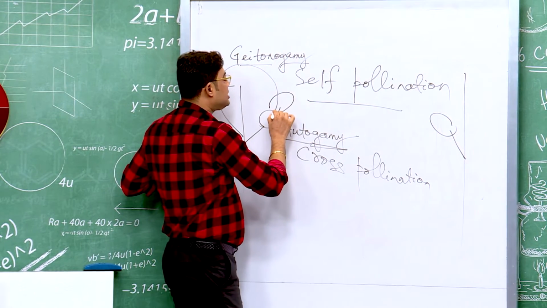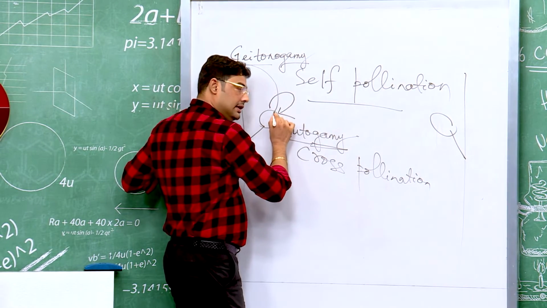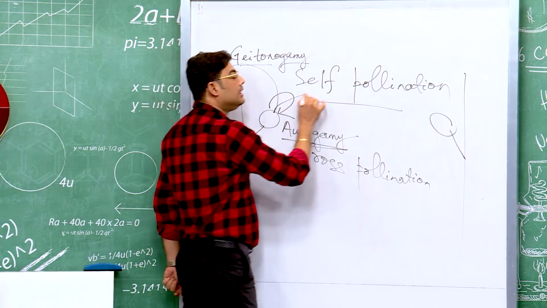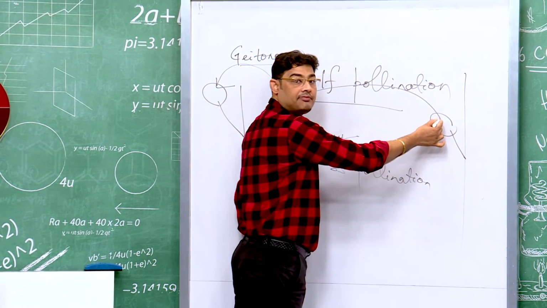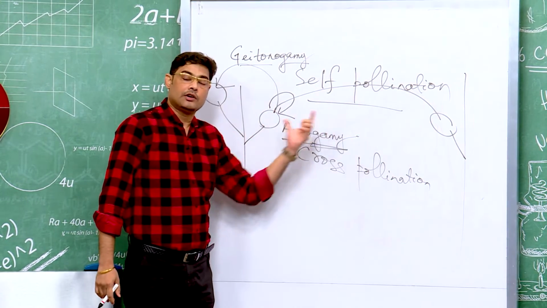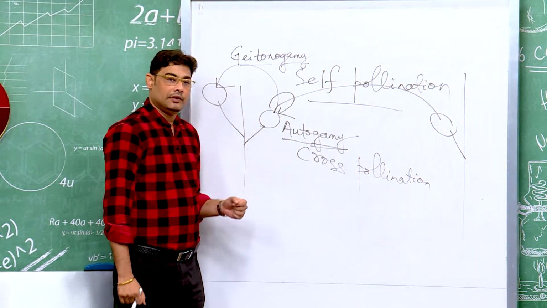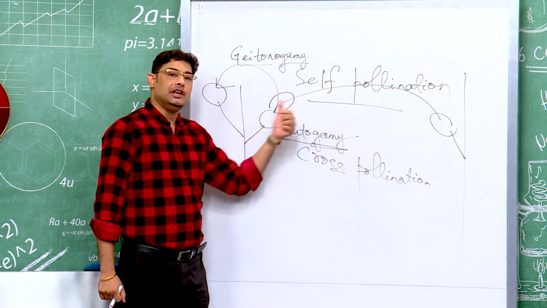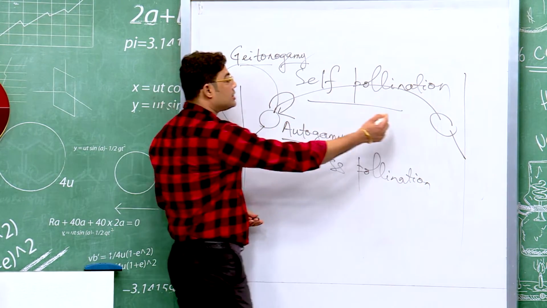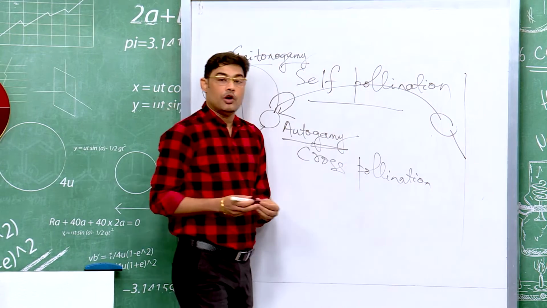Now, if the pollen grains are released from this anther and fall on the stigma of this flower, that means on another individual, then this is called cross pollination. So, the pollination between two different individuals is called cross pollination. Here also we can find two types of cross pollination.